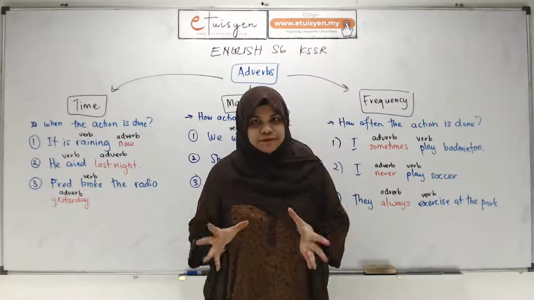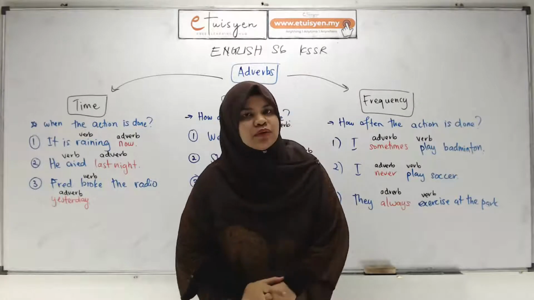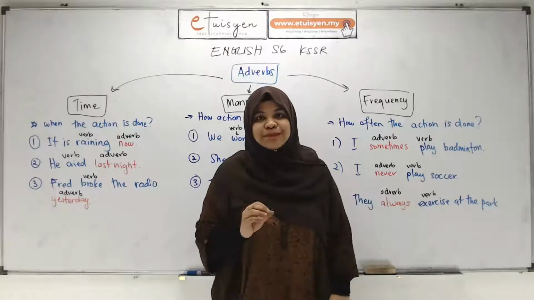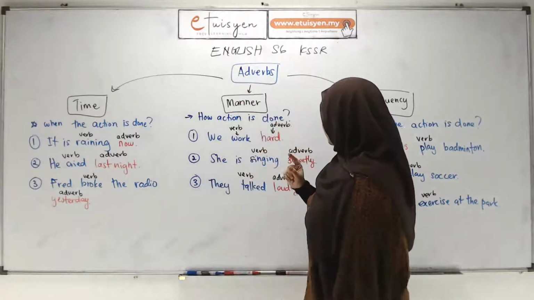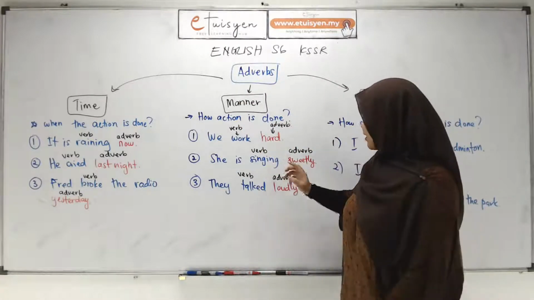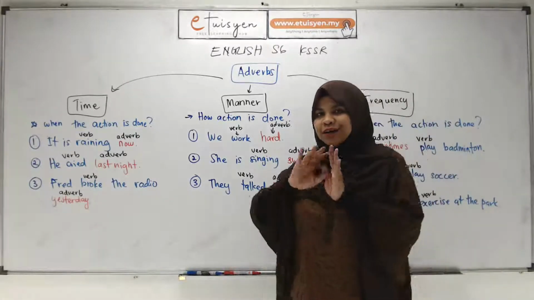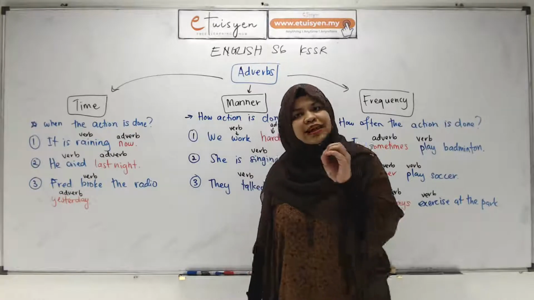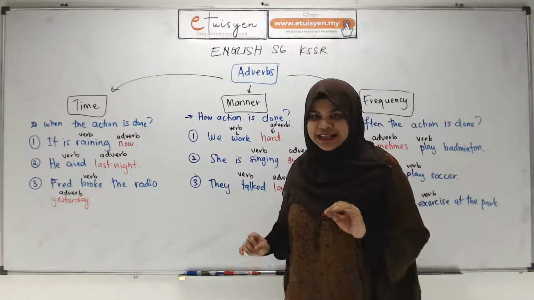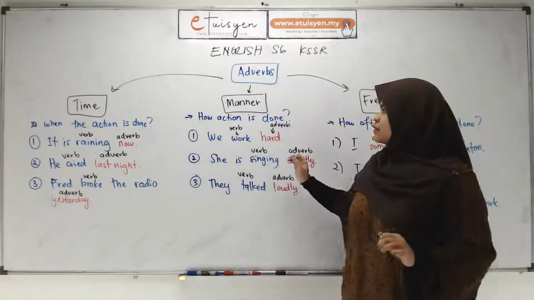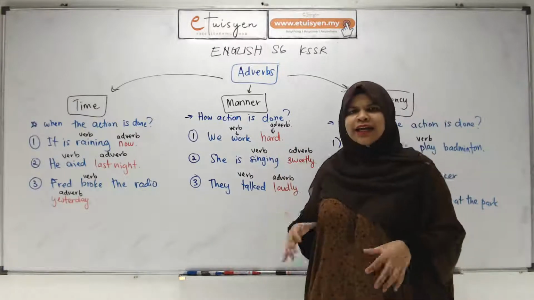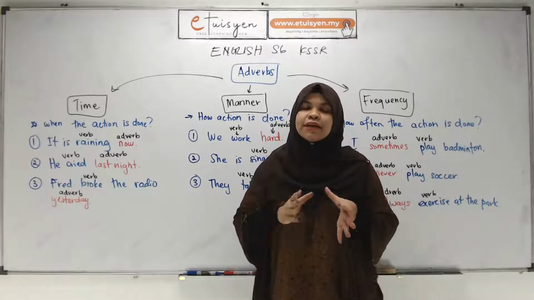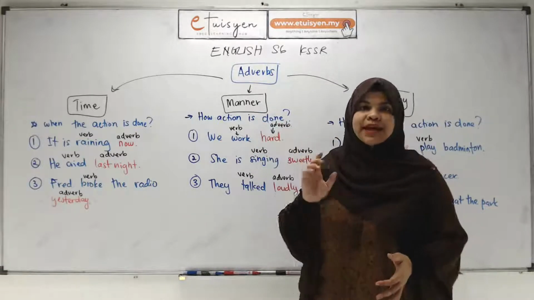Now, adverb selalu mungkin boleh terkeliru dengan adjective. Sebab say for example, here, hard, sweet, loud. Kalau I buang the ly, it looks like an adjective. Kan? Hard, sweet, it looks like an adjective. So that's why sometimes we can get confused dengan adverb and adjective.